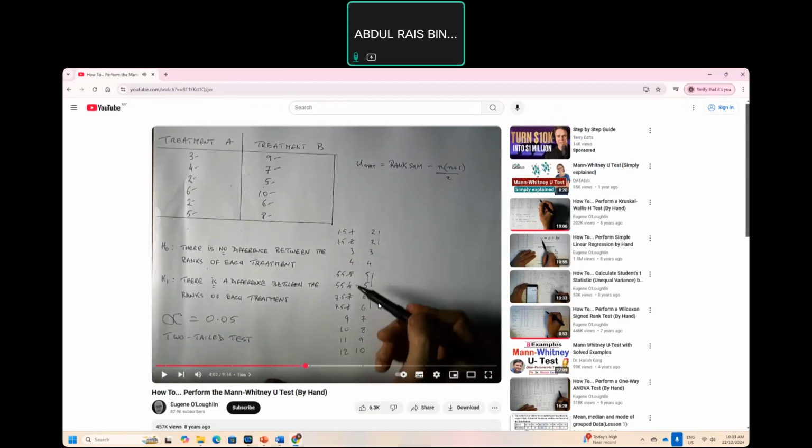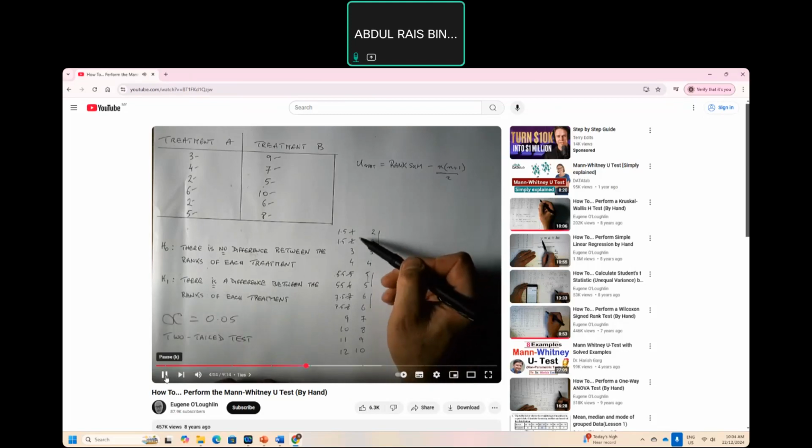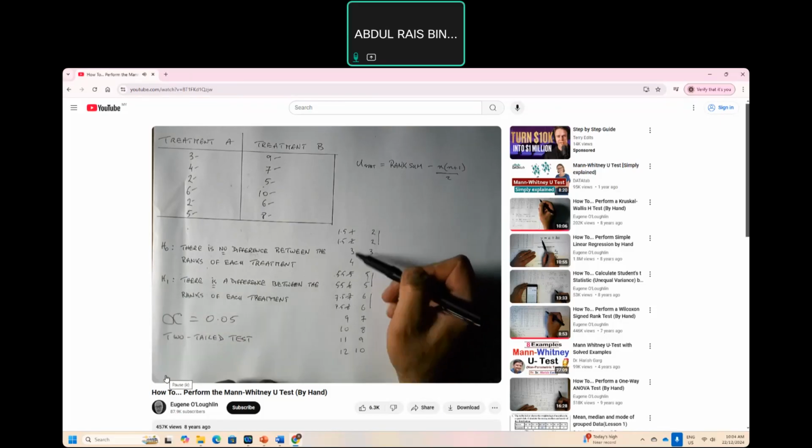Itu caranya, andai kata ada number yang seri lah. Kita tengok rank yang paling kecil, tambah dengan yang tinggi, bagi 2, kita dapatlah the rank for nilai yang seri ni. We can see in our data, for example, here, we have nothing ranking as ranking number 1, and we have nothing ranking as ranking number 2, and so on.